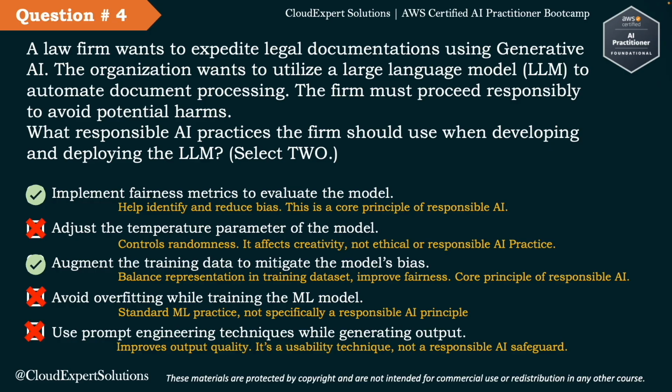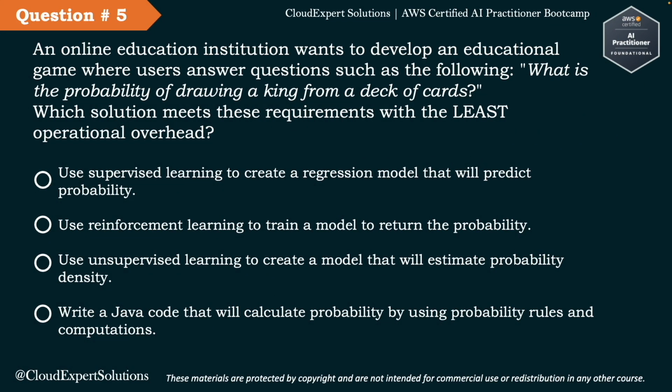Let's move to question number 5. An online education institution wants to develop an educational game where users answer questions such as the following. What is the probability of drawing a king from a deck of cards? Which solution meets this requirement with the least operational overhead? This question is asking what the anti-patterns of machine learning are.